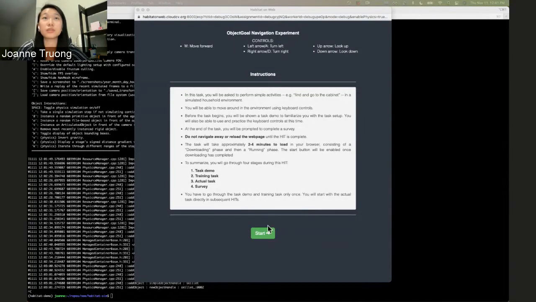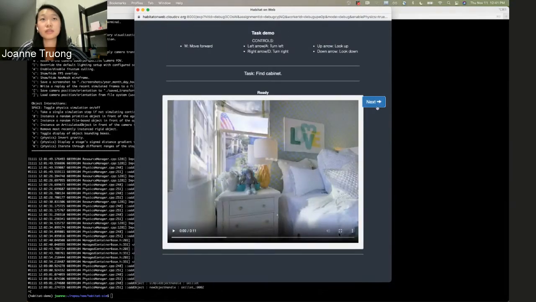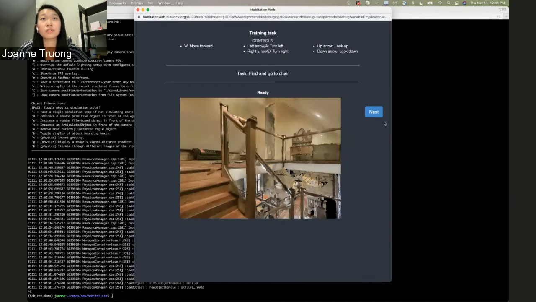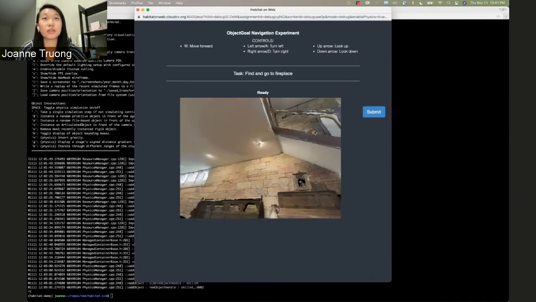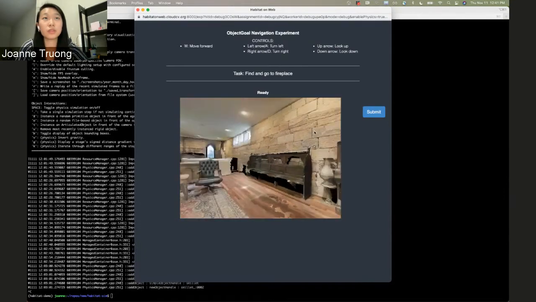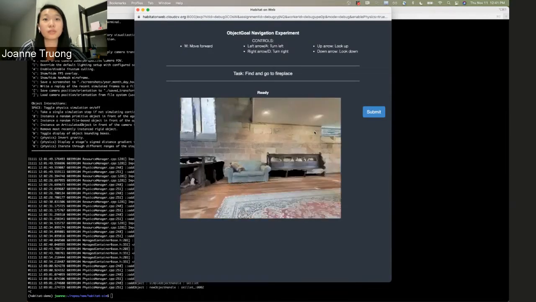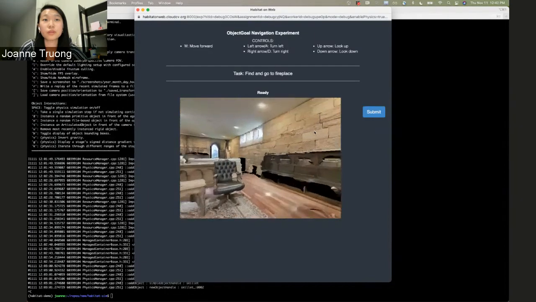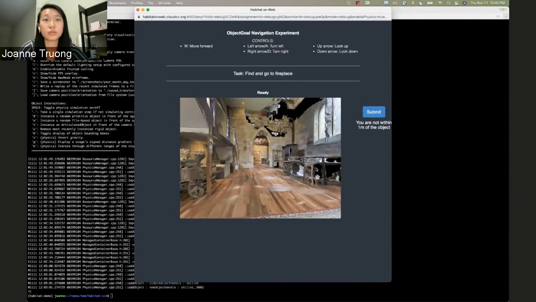This is an example of object goal navigation. So this is a task demo, and then there is a training task. Here, the task is to find and go to the fireplace. As the human, I can use the W key to move forward. I can turn around with my arrow keys, and now I'm looking for a fireplace. If I were to mistakenly say that this is a fireplace and I click submit, then it should tell me that I'm not within 1 meter of the object. So therefore, I need to continue looking for the fireplace.